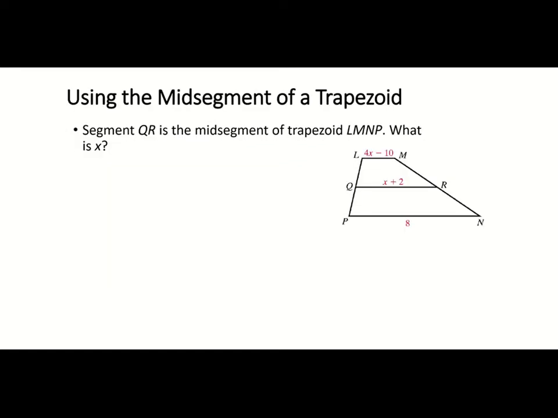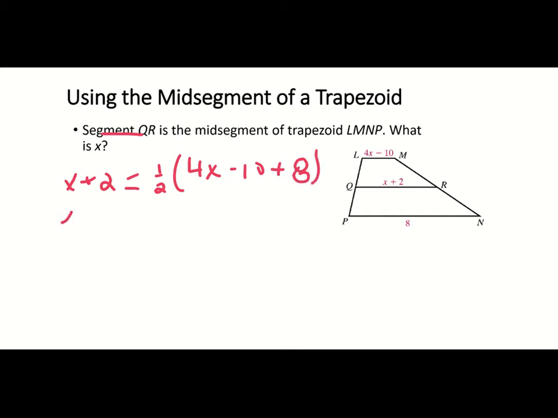All right, so here we are tasked with determining the value of x. And we are told that segment QR is the midsegment of trapezoid LMNP. So again, remember, I know that my midsegment, my x plus 2, is going to be equal to half the sum of the other two bases. So 4x minus 10 plus 8.